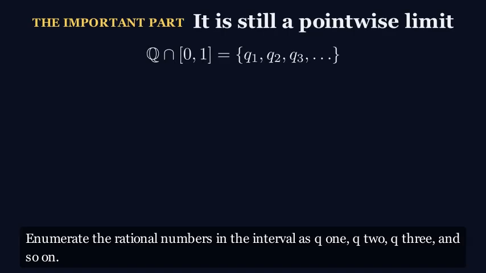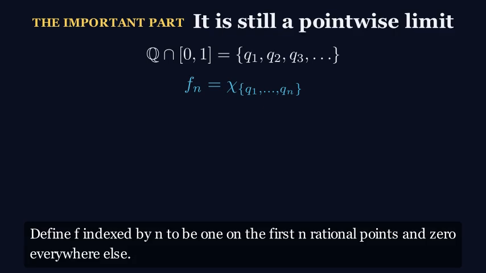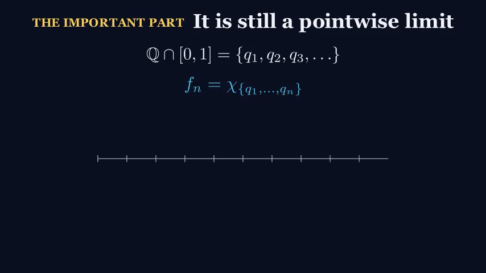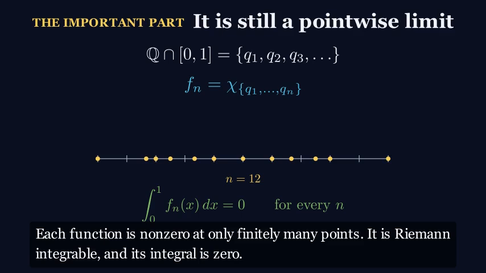Enumerate the rational numbers in the interval as q1, q2, q3, and so on. Define f indexed by n to be 1 on the first n rational points and 0 everywhere else. Each function is non-zero at only finitely many points. It is Riemann integrable, and its integral is 0.